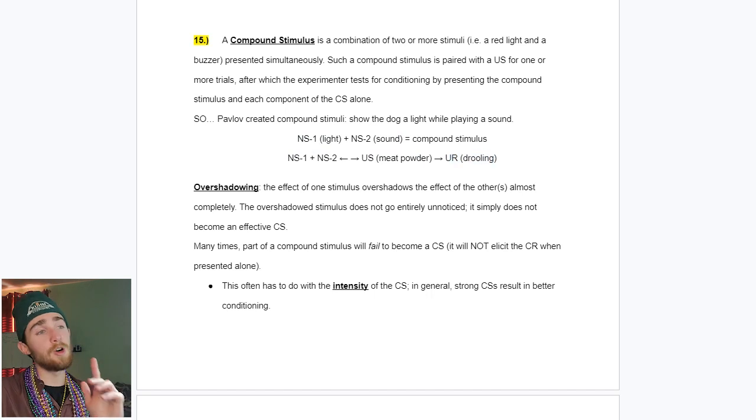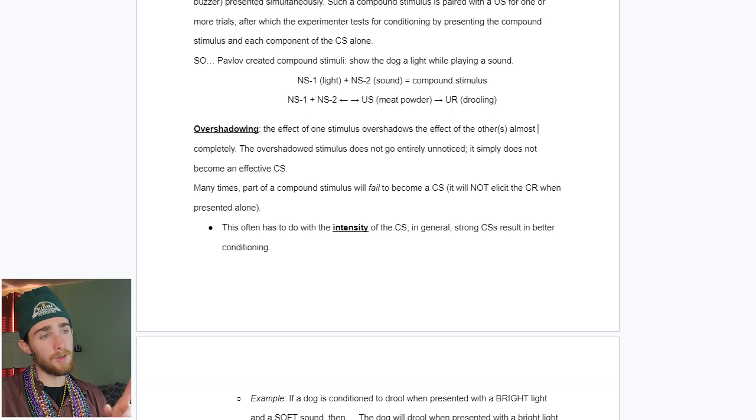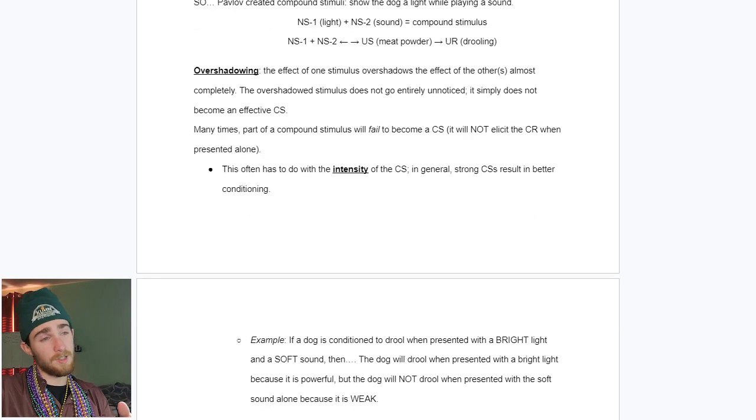And here we get into overshadowing. Overshadowing is what happens when the effect of one stimulus overshadows the effect of the others almost completely. The overshadowed stimulus, so the stimulus that falls by the wayside, does not go entirely unnoticed, but it's just not enough to become an effective conditioned stimulus. Part of a compound stimulus will fail to become a conditioned stimulus. This often has to do with the intensity of the conditioned stimulus. So in general, stronger conditioned stimuli result in better conditioning.